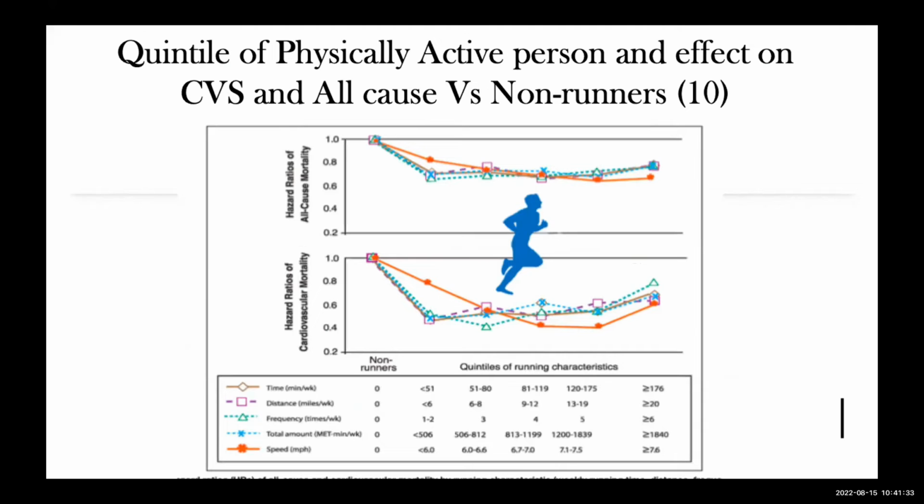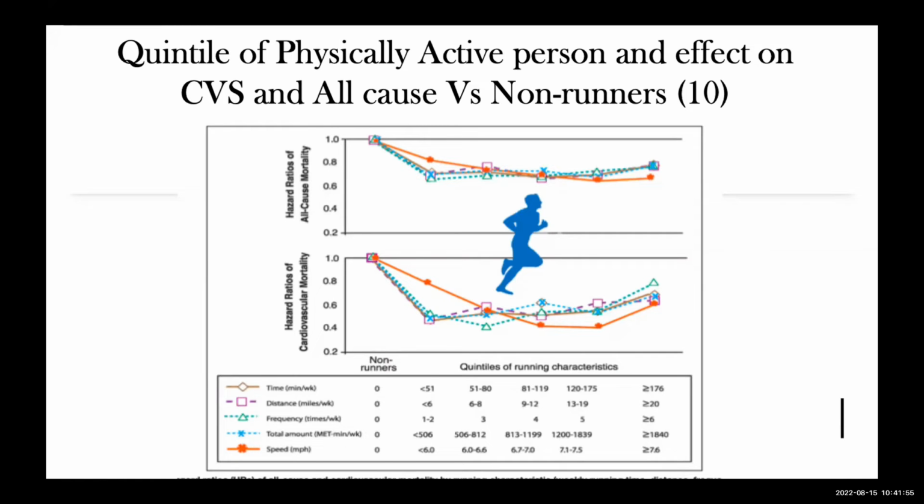If you just see the runners and divide them into quantiles, let's say you divide them into 5 parts and see the lowest category of runner and the highest category of runner. You see the chart here, the lowest category of runner and the highest category of runner. Forget the first comparison with non-runners. You see the reduction in cardiovascular death and all-cause mortality is actually the same.